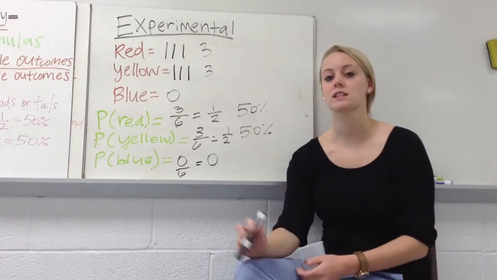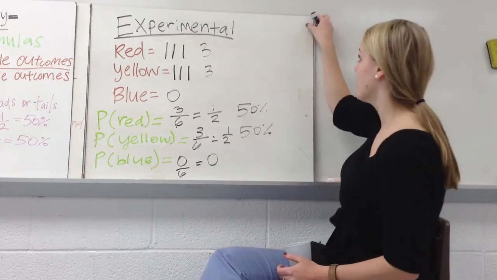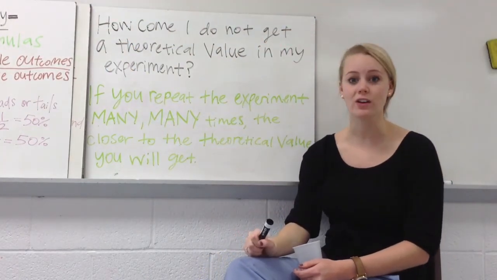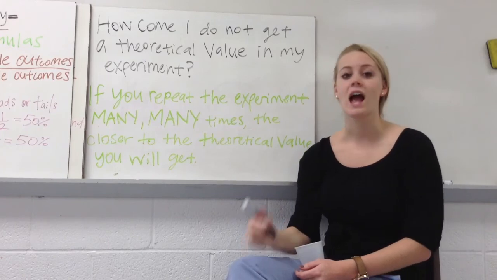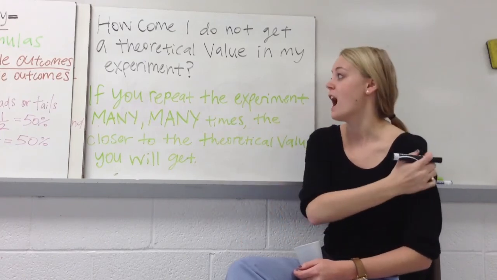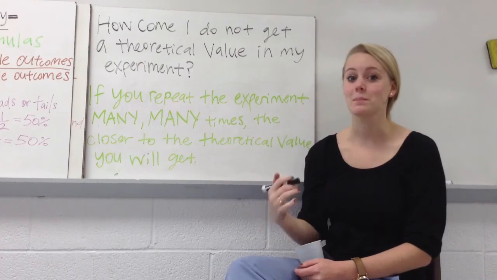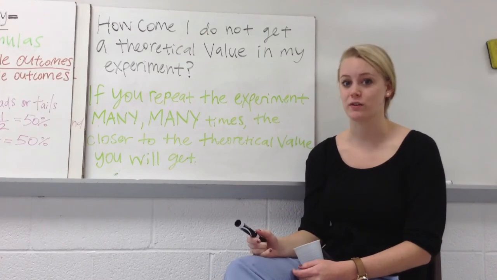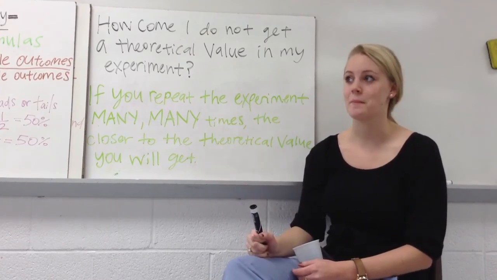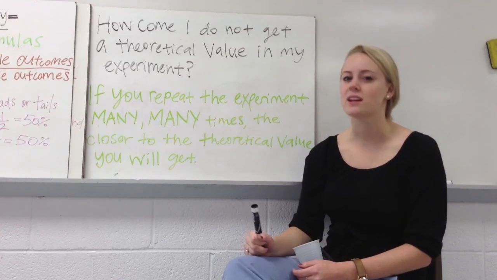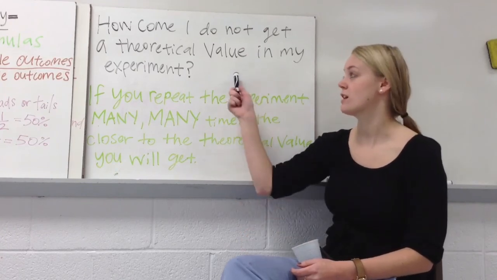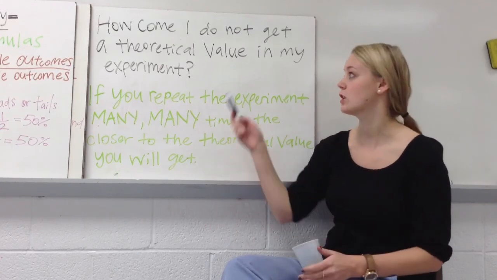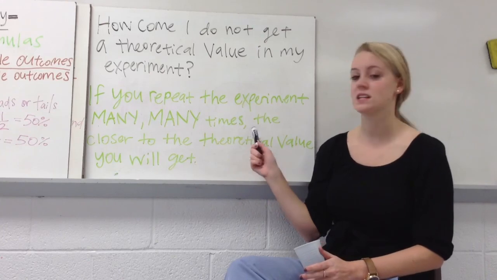Just take note that this is different than theoretical. We're asking ourselves, how come I do not get the theoretical value when I perform an experiment? And this needs to be in your notes too. If you repeat the experiment many, many times, then the closer you will get to the theoretical value. So if I performed that experiment 5 million times, I would be really close to the theoretical value. Maybe not exactly, but the more times you do it, the closer you get to your theoretical value. And again, this needs to be in your notes.